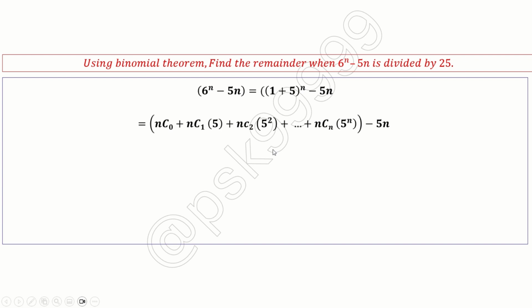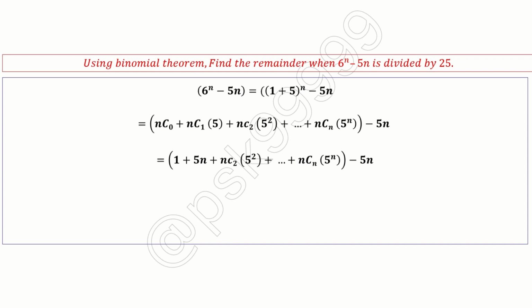Now, if I see here, all these terms have 25 in it. All these terms have 25 in it. The only terms which don't have 25 in it are nC0, which is 1, and nC1 times 5, which is 5n basically, right? So 1 plus 5n don't have 25 in it, the rest all have 25 in it.